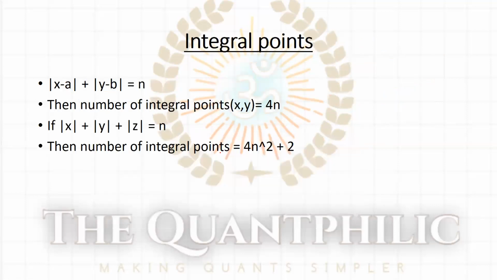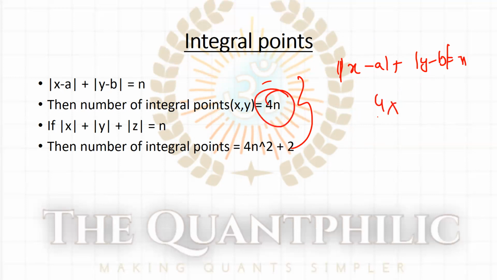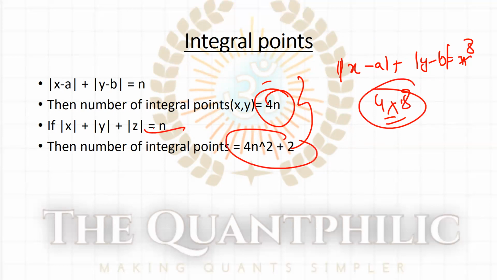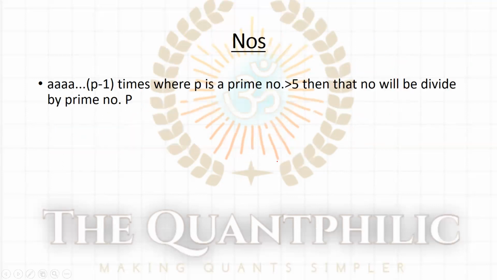So this is clear. Now this is also important. Sometimes it is given that mod of x minus a plus mod of y minus b equals n. Then the number of integral points will be 4n, or directly you can apply 4 into n. So if it is 8, you can apply 4 into 8. If there is a z as well, then the number of integral points will be 4n square plus 2. Now this is also very important.